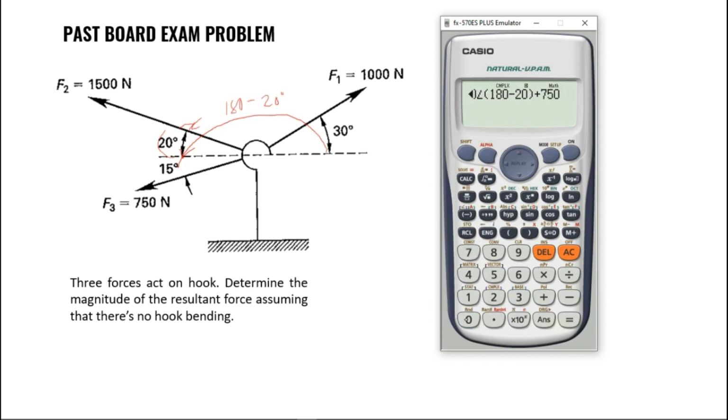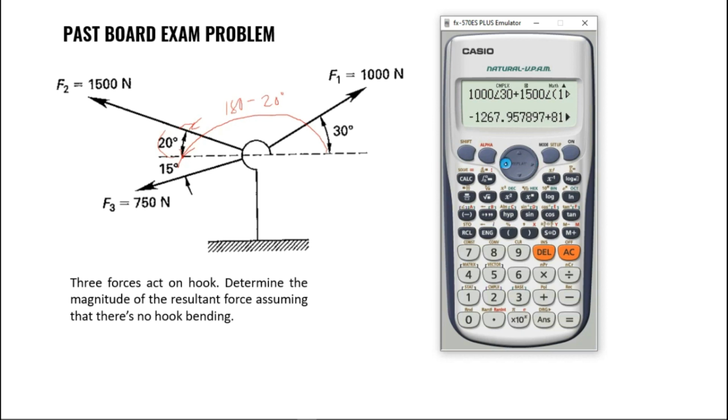Then, ang angle natin is, so the angle is ito, 180. So this is 180. So half revolution plus, this is 15 degrees. So 180 plus 15 degrees. Then equals lang natin. Then ang makuha natin dito guys, this is your x and y components of your resultant vector. So this is for x component and this is for y component.